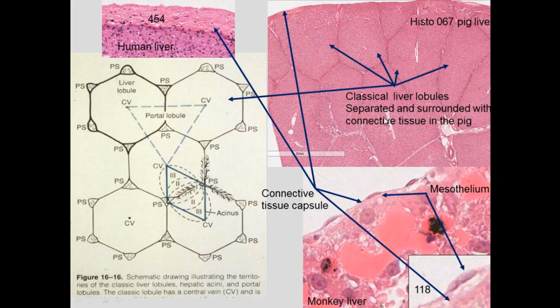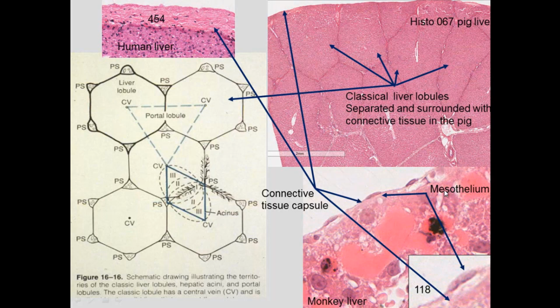And so here on a pig liver, we can see the classical lobules, one right here, one right there, and each has a central vein in the center, and it's separated by connective tissue you can see in between. So this is a classical lobule, not a classical lobule. And also the liver has a capsule. Sometimes it's fairly thin, sometimes it's fairly thick.